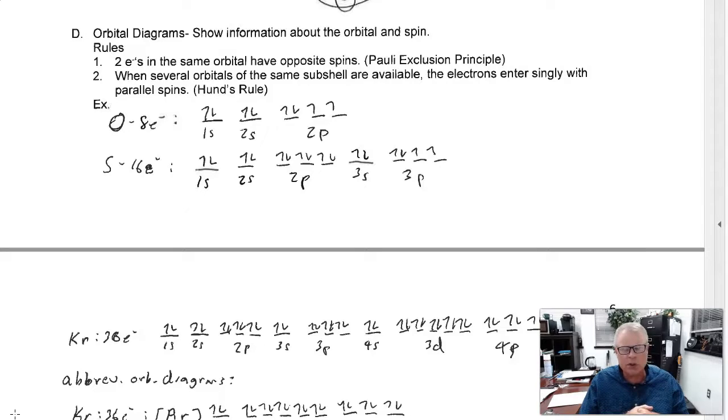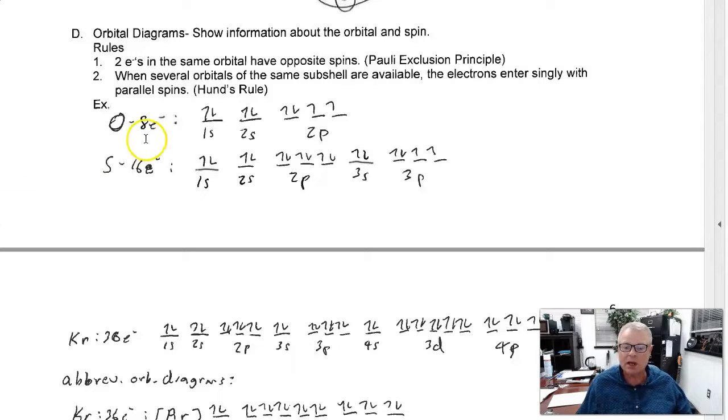I think what we're going to do is we're going to do oxygen and sulfur here for the orbital diagrams. And the reason why is because we've already done the electron configurations for those. And so if we do the orbital diagrams, you can see how the orbital diagrams are similar, and you can also see how they're different. So let's look at oxygen.